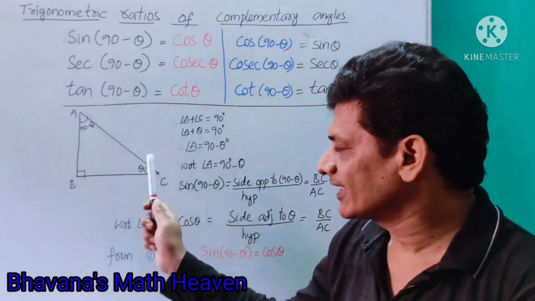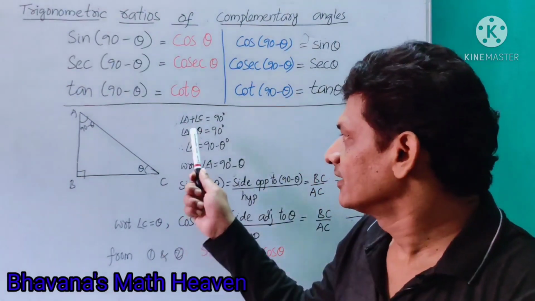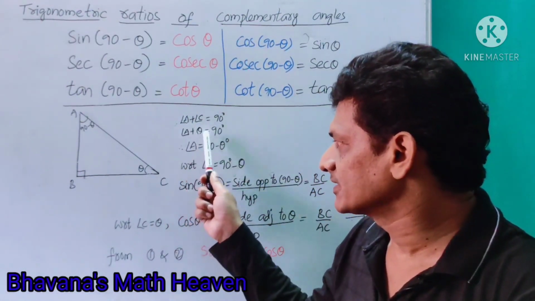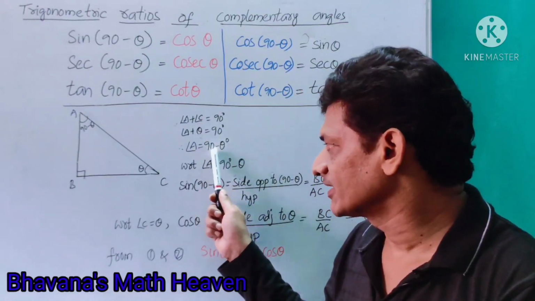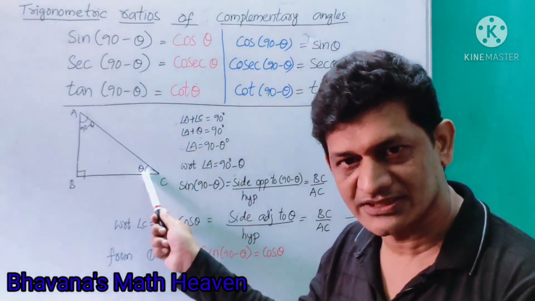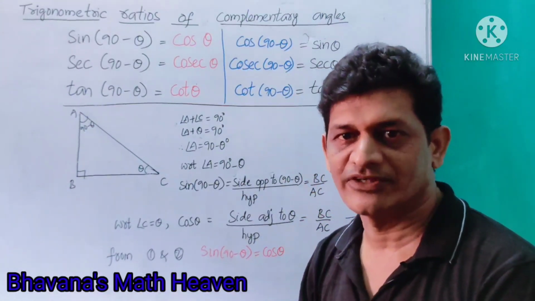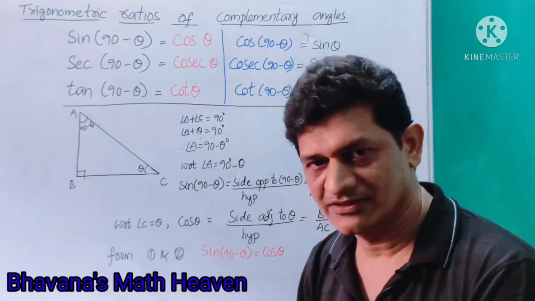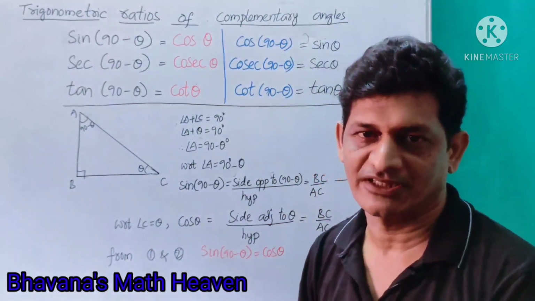If one of these two angles is taken as theta, an acute angle theta, then the other angle becomes: angle A plus theta equals 90. So from this, angle A equals 90 minus theta. So if one angle is taken as theta, automatically the other angle becomes 90 minus theta. Now we have to establish a relation between 90 minus theta and theta using trigonometric ratios.